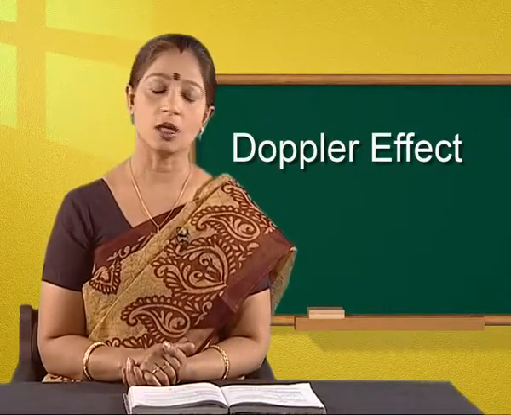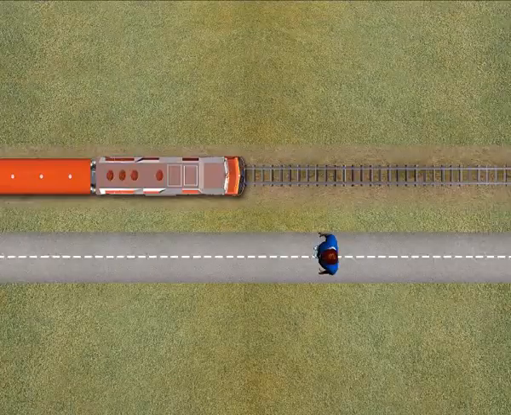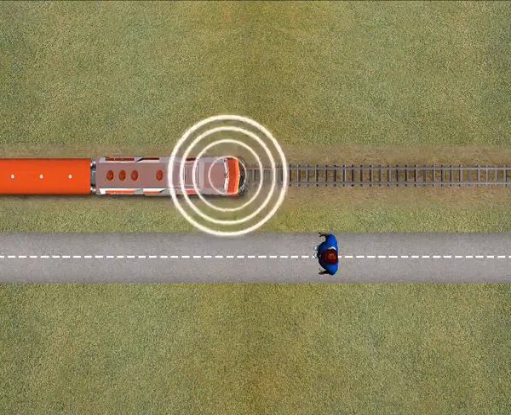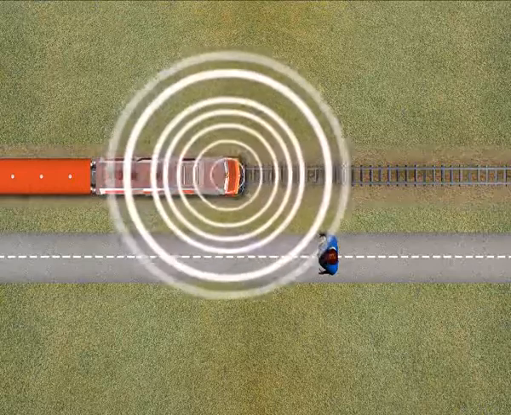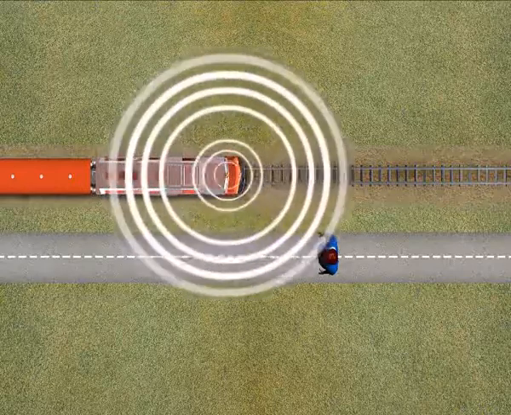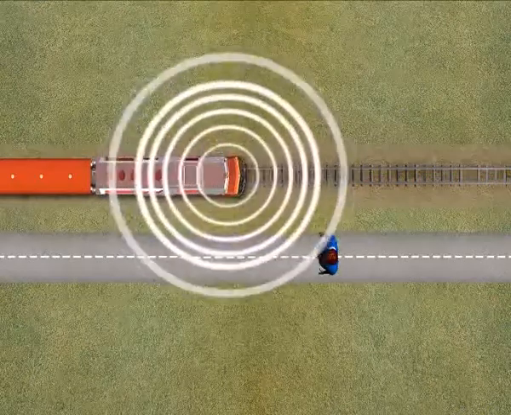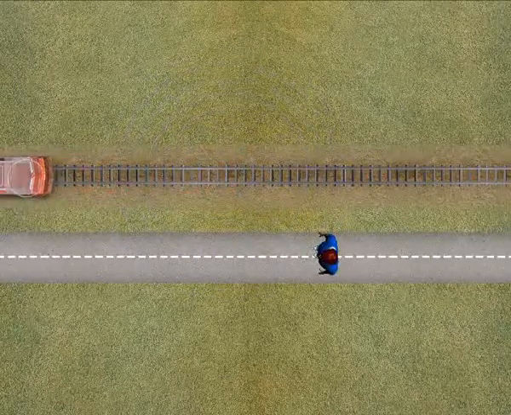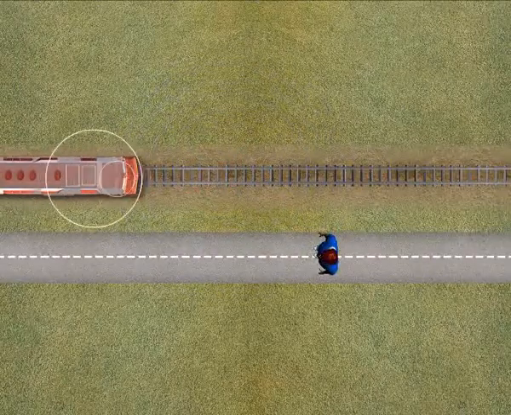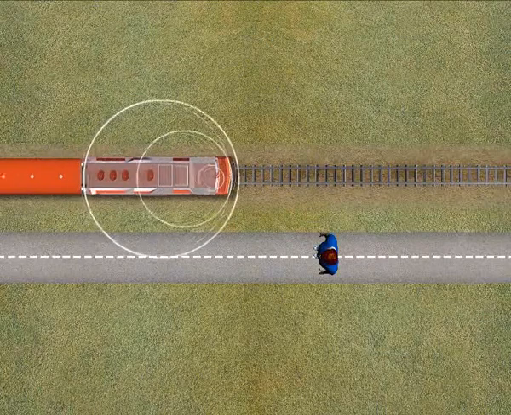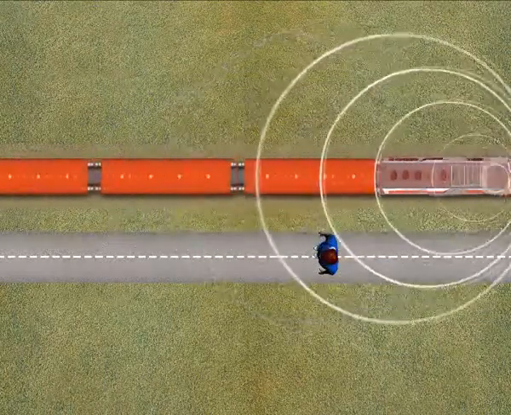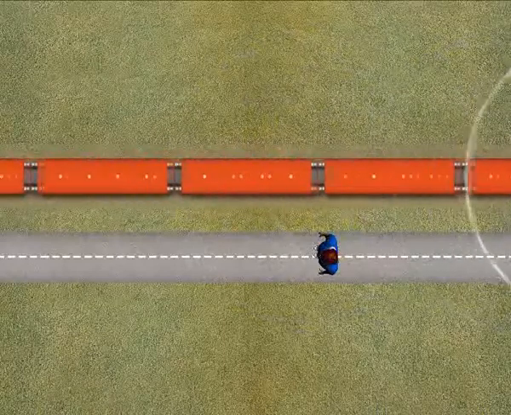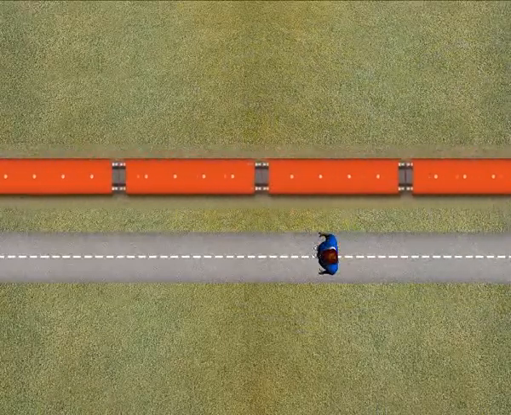Let's have a look at some examples. The frequency of a whistling engine heard by a stationary person remains the same when the engine is at rest. The frequency of an engine heard by a stationary person appears to increase when the engine is approaching him, and it appears to decrease when the engine is moving away from him.